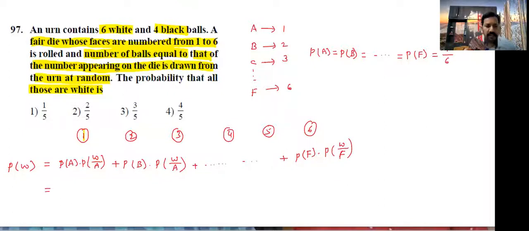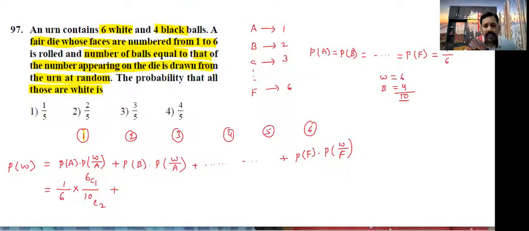Now P of A: first roll the die. What is the probability of getting number 1? That is 1 by 6. If you got 1 point, draw 1 white color ball. In total, how many balls are there? White 6, black 4, totally 10. Out of 10, select 1, that is a white color ball, 6C1 by 10C1. Okay.